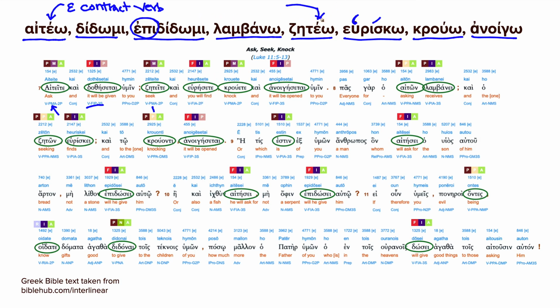Notice with heurisko, you don't have the kappa there. So it's going to be a little bit irregular. But you do have a sigma to indicate it's future.